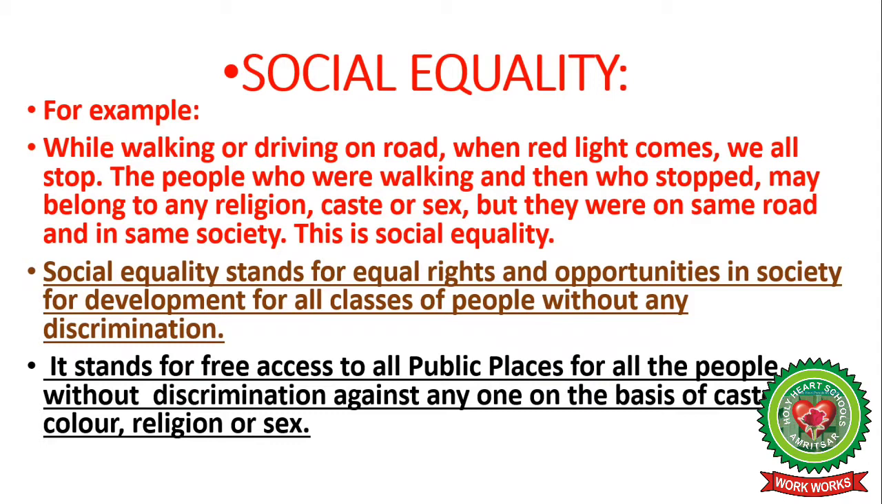That time, no one was knowing that they belong to which caste or sects. But when red light came, they all stopped. This is social equality. So, what is social equality? Social equality stands for equal rights and opportunities in society for development for all classes of people without any discrimination. Yes, without discrimination means when red light came, all stopped. It's not that this person will stop and this person will go. Now it stands for free access to all public places for all the people without discrimination against anyone on the basis of caste, color, religion, or sex.